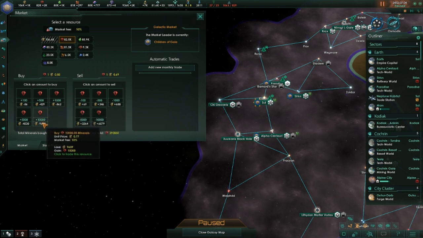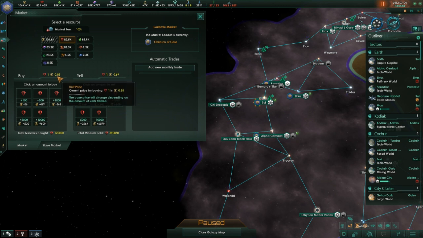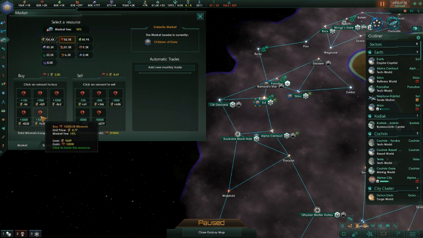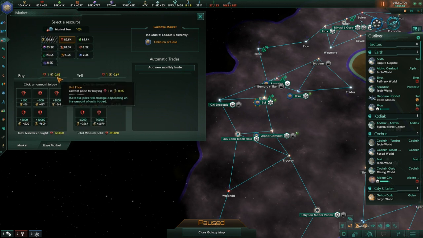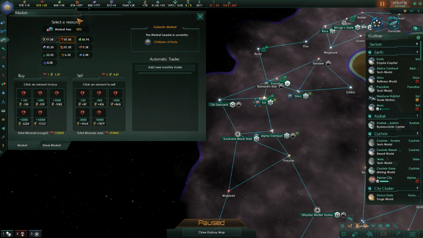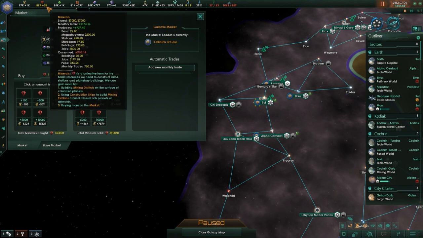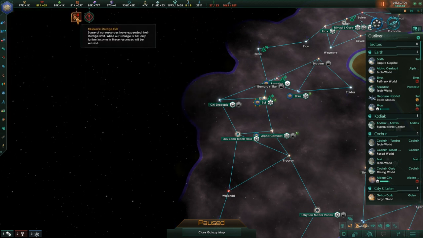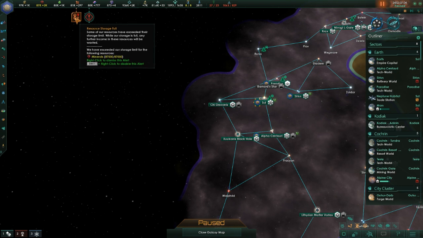Now if I buy a bunch of these, this number will actually go down, or rather, wait a minute, it's the other way around. So the market price adjusts depending on how much you buy and sell. So if I buy a bunch, let's see here, got a metric ton of money here. So let's buy a few thousand minerals. I'm at 0.85. 1.07 is now where I'm at. What was that? Oh, it's letting me know that I maxed out. That's what this symbol means. Resource storage full. That means everything I buy beyond this point will be wasted.